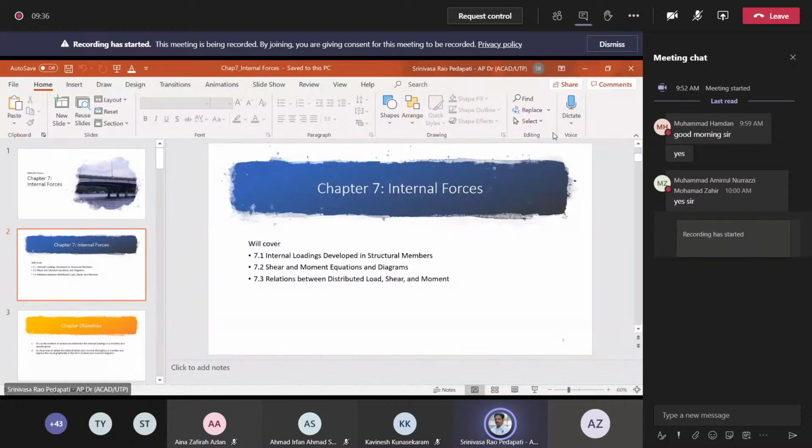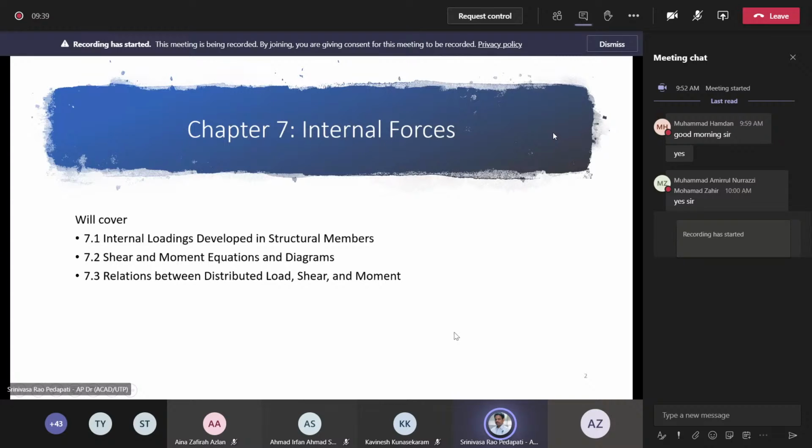So, good morning and welcome to the class. Today we will continue the discussion on internal forces, which we started in the last class, that means last week. This week we try to complete this section: shear and moment diagrams, and the relation between distributed load, shear and moment.